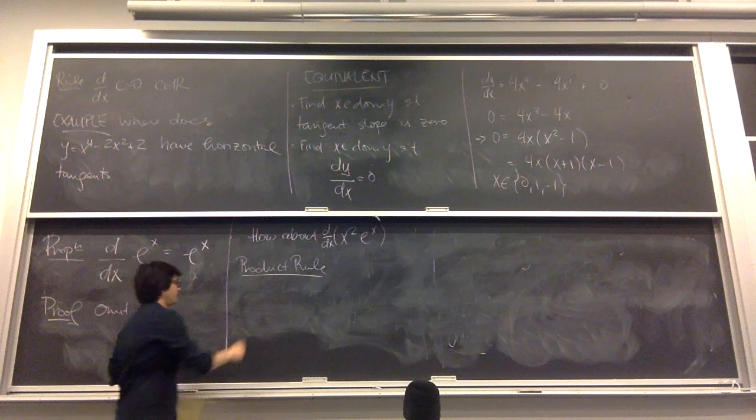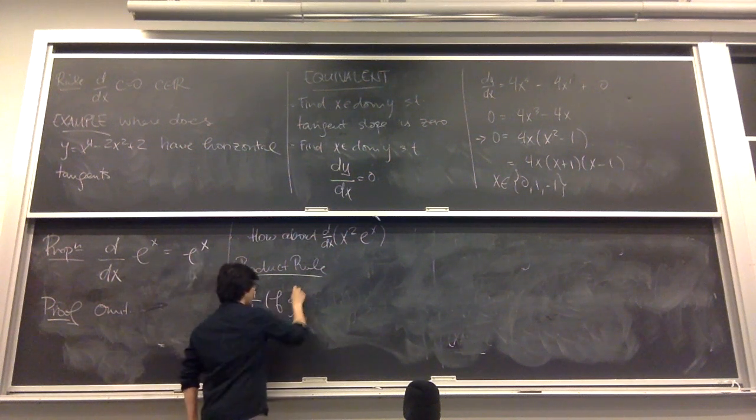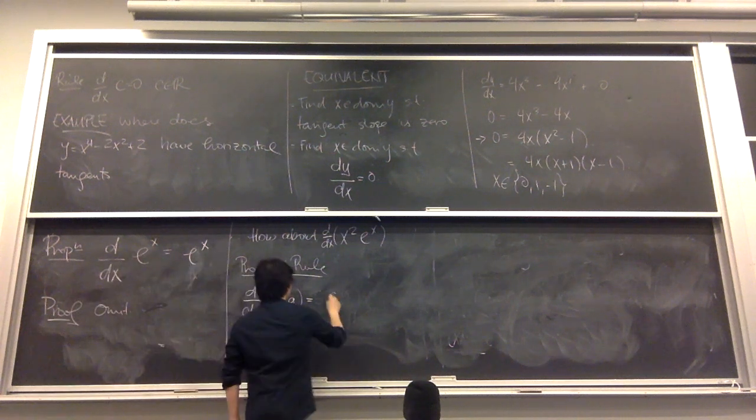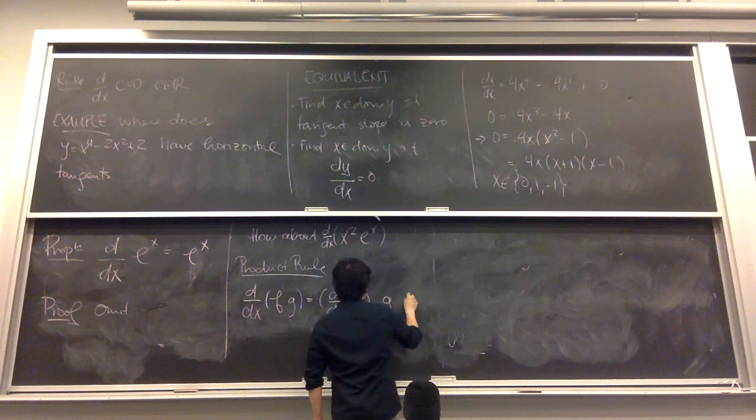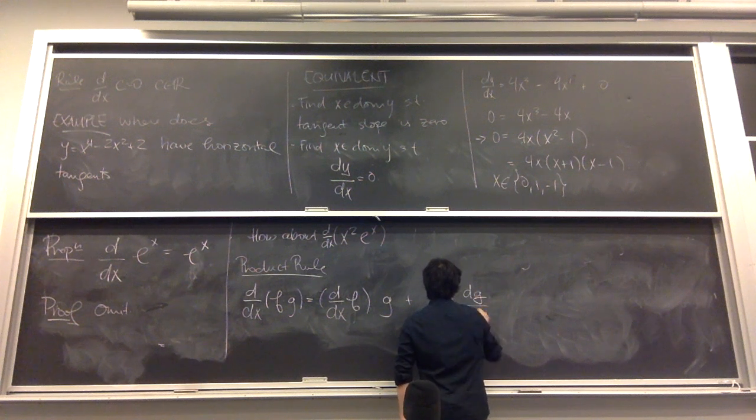The product rule, as you learned in high school. Can anyone state it? F prime times g plus g prime. Yep, so it's the derivative of the first times the second plus the first times the derivative of the second.